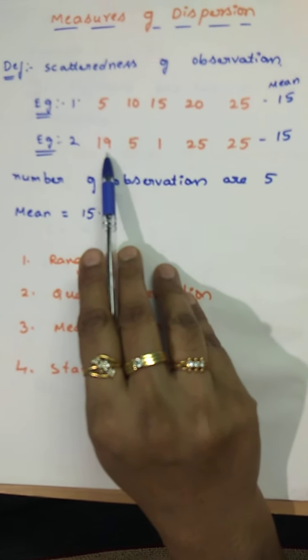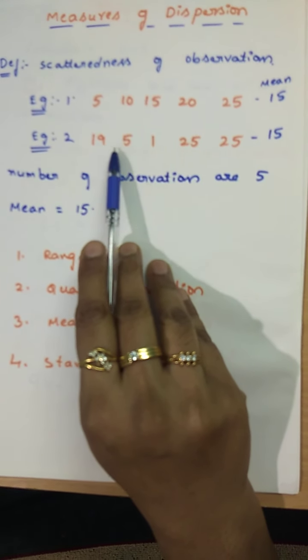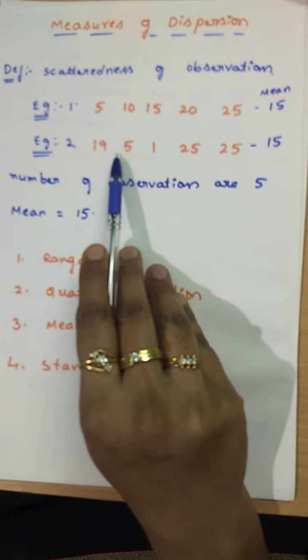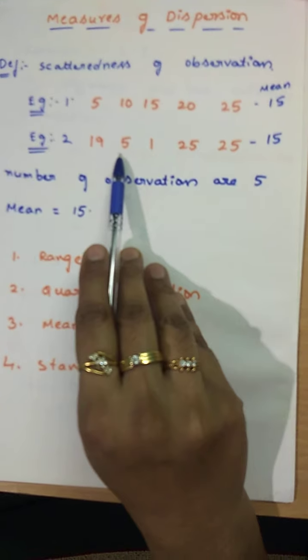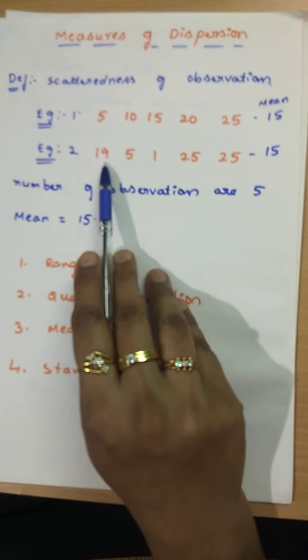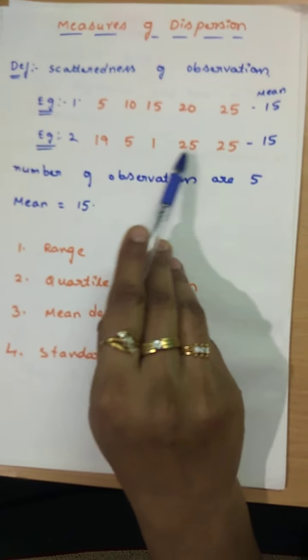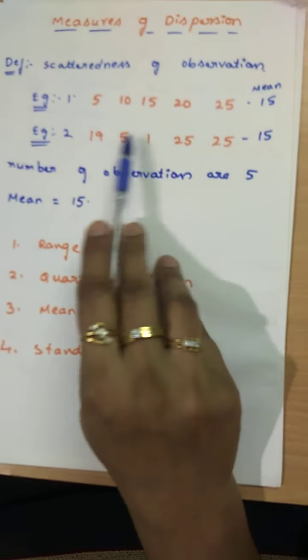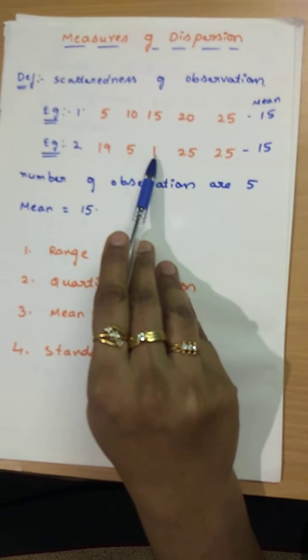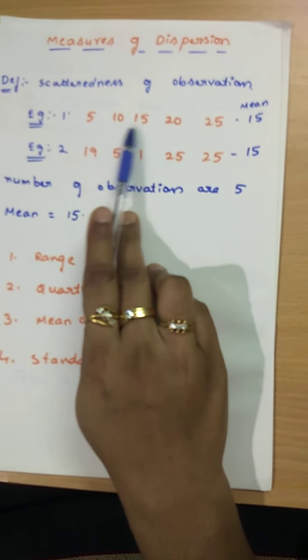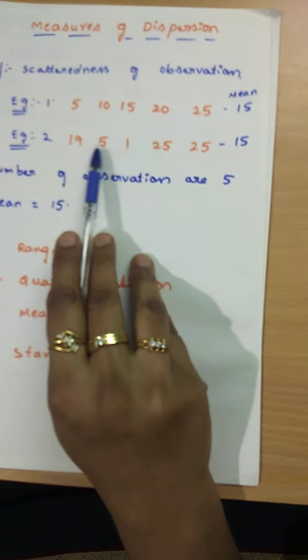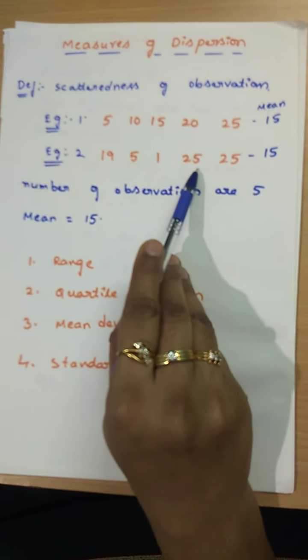If you observe the second series, the observations are not close to each other. These values are not close because there is so much difference: 19 minus 5 means 14, and here 25 minus 1 is 24. In the first case the observations are close, in the second case the observations are not close.